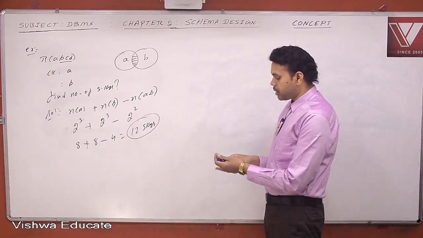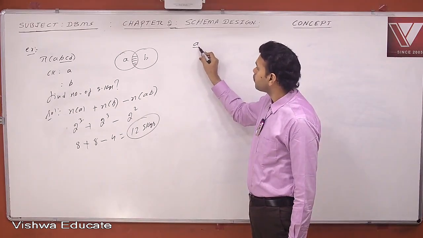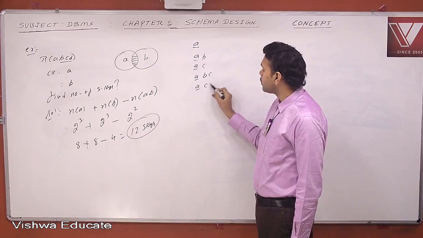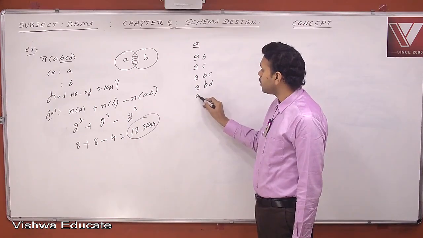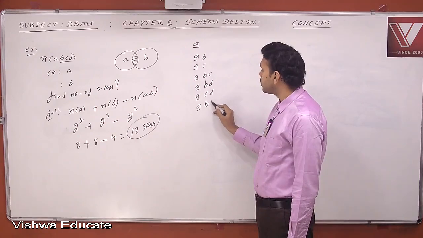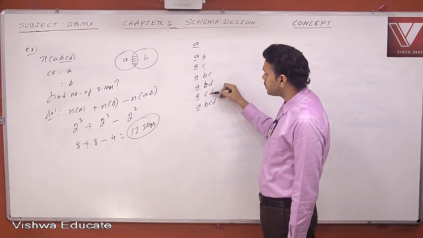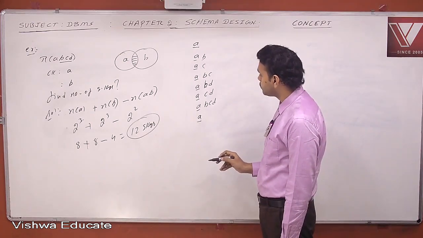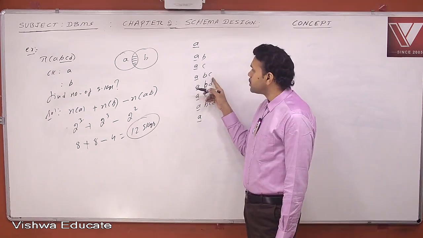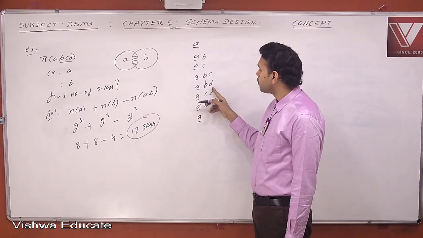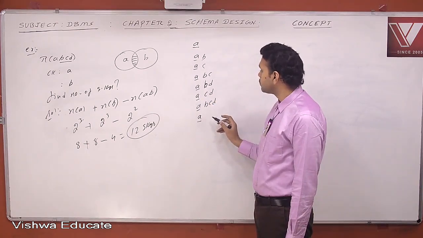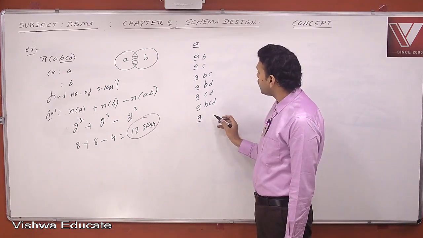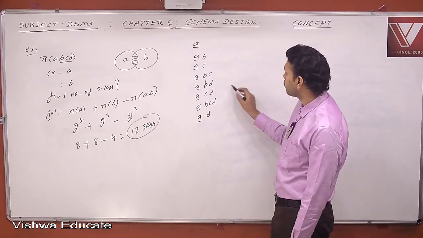The 12 super keys are, first let me write with A: A with B, A with C, A with BC, A with BD, A with CD, A with BCD. 1, 2, 3, 4, 5, 6, 7. One more is there. That is A with BC, A with BD, A with CD, A with BCD, and A with D. Okay.